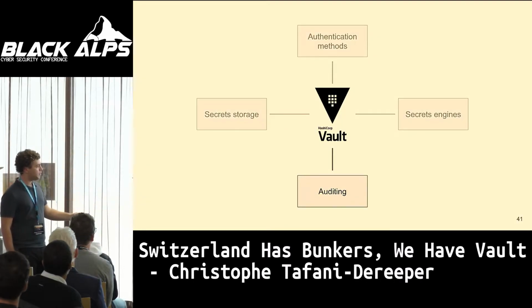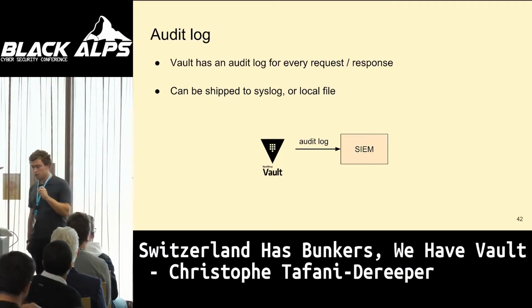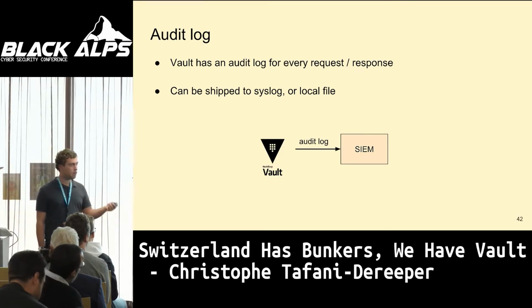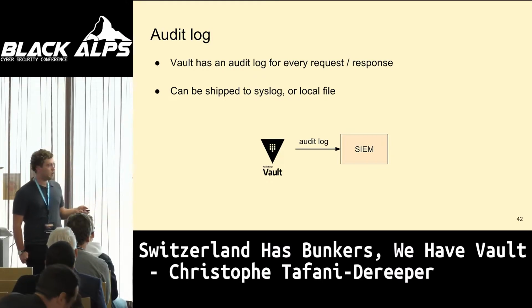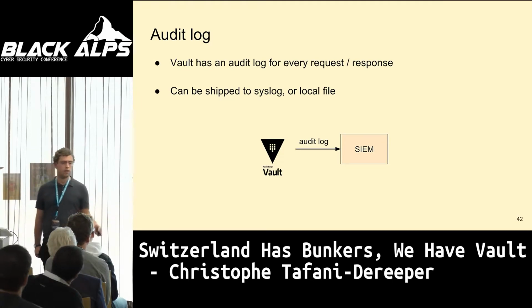Which brings us to the last pillar of Vault, auditing. Vault basically has an audit log, which allows it to log every request and response that are made. And typically what we will do is to send this log to a centralized log management system, maybe to Splunk, to Graylog, to something like that.